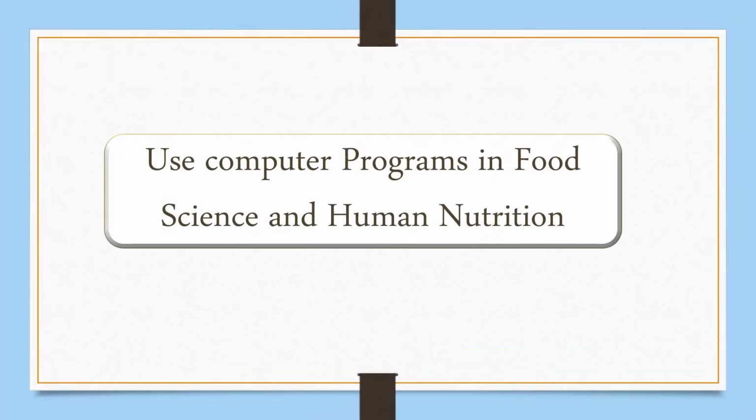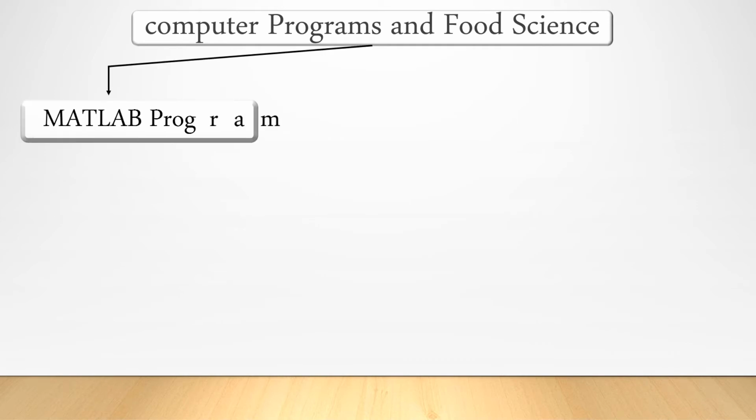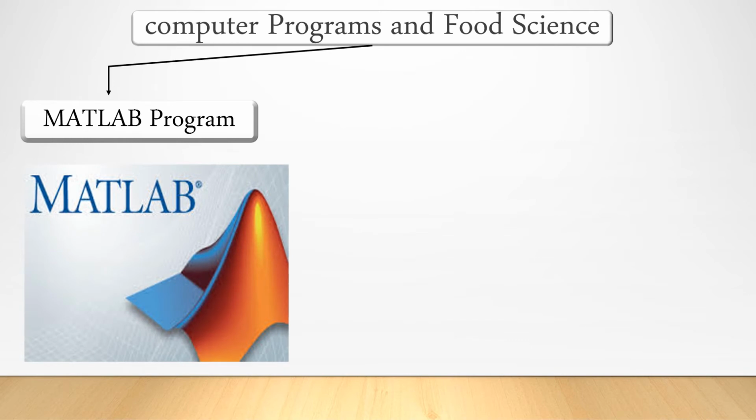Food computer program in food science and human nutrition. I have two examples of computer programs used in food science and human nutrition. The first program is MATLAB, where we can determine our meals from some previous data which we introduce to the program, to have a lot of choices to select between for our meals.